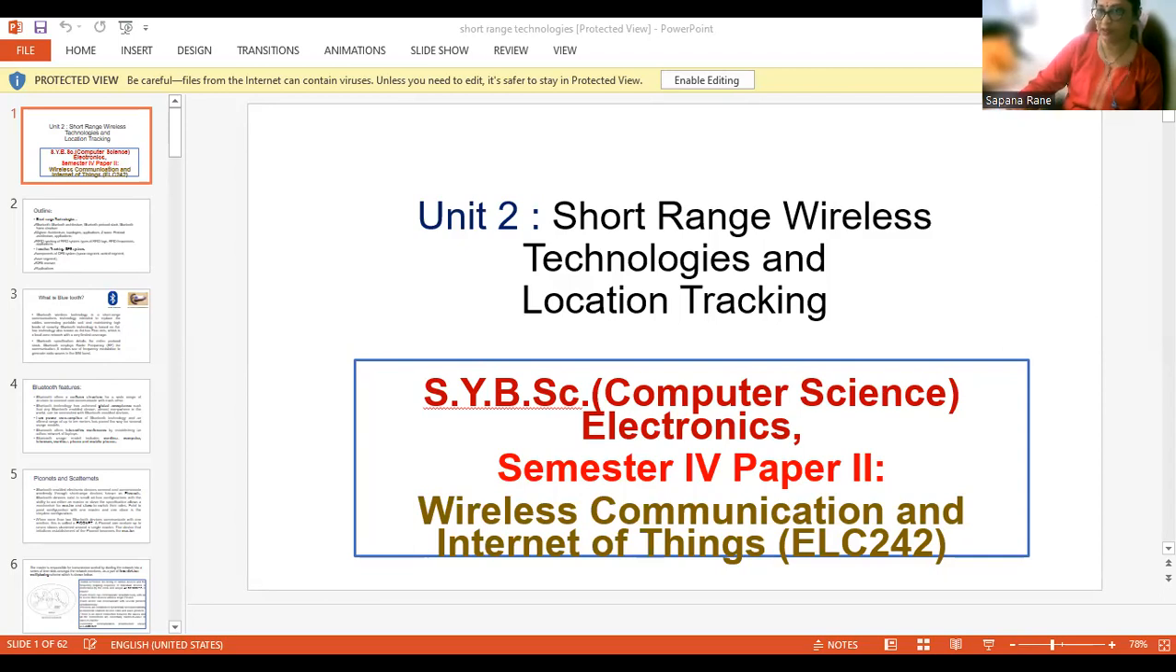Okay. So can anybody tell me what is the meaning of short range technology?